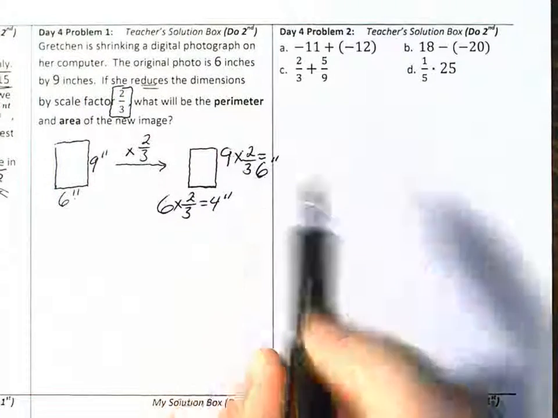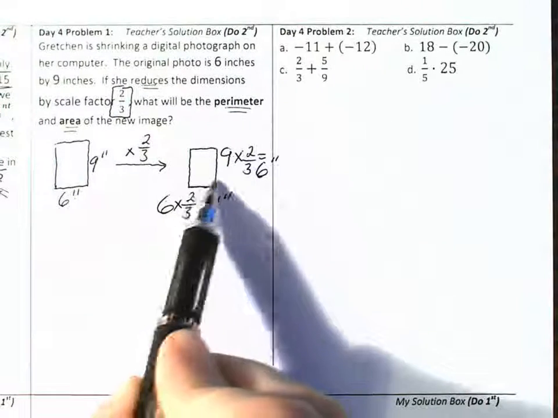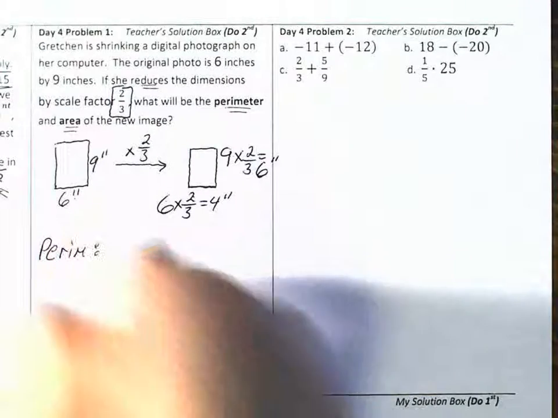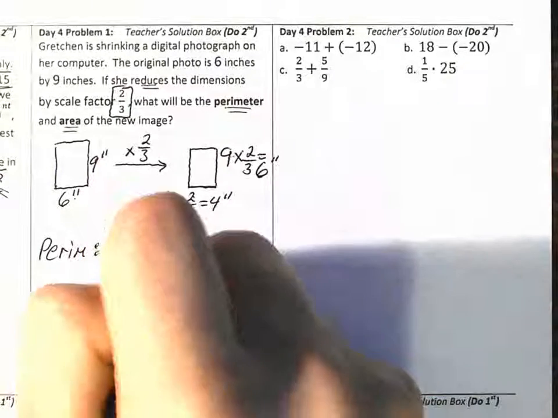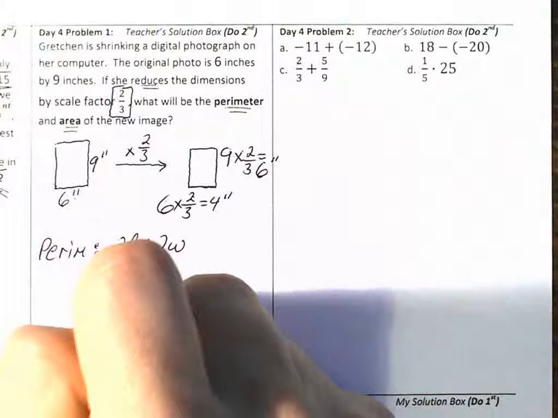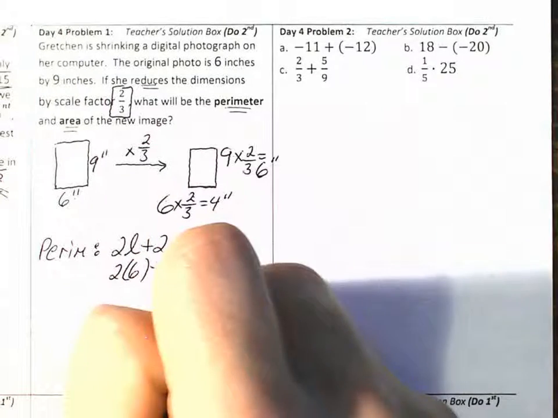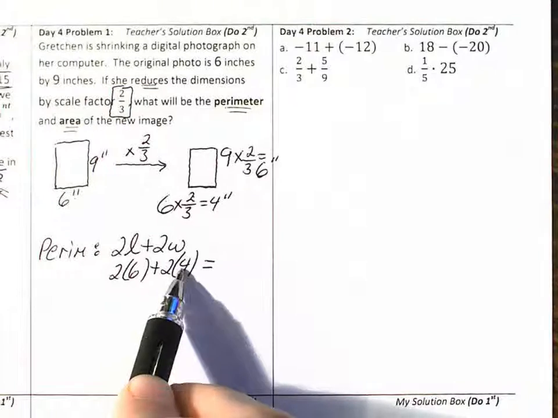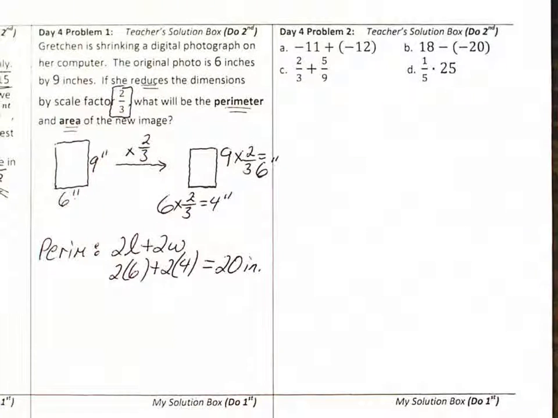And once we know these new dimensions, we can find the perimeter and the area of this new rectangle. Let's do the perimeter first. To find the perimeter of any rectangle, you can go 2 times its length plus 2 times its width. And so that would be 2 times 6 plus 2 times 4. 2 times 6 is 12. 2 times 4 is 8. 12 plus 8 is 20 inches.